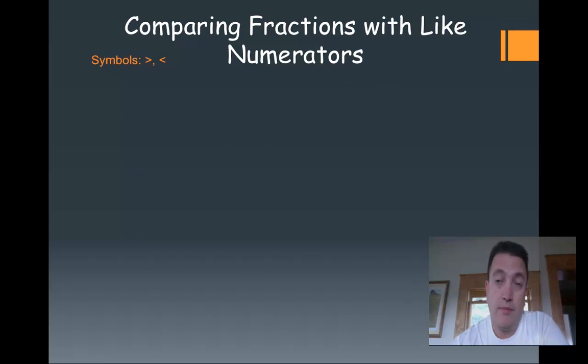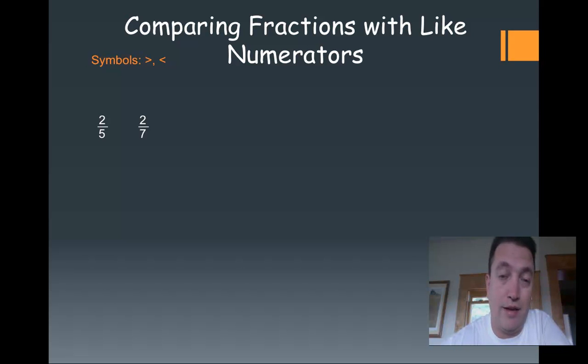Now we're going to move on to comparing fractions with like numerators. So let's take a look at this example. Let's say I've got 2/5 and 2/7. Okay, so as I look at those two fractions, I can see that I have a 2 in both numerators. Now what I should remember when I'm comparing these is that the fifths have bigger pieces than the sevenths. That's one way to start thinking about that.